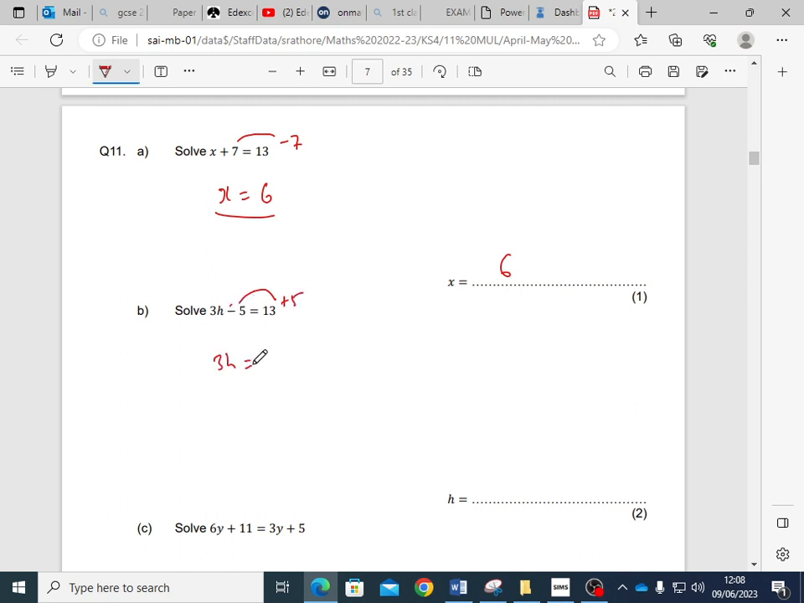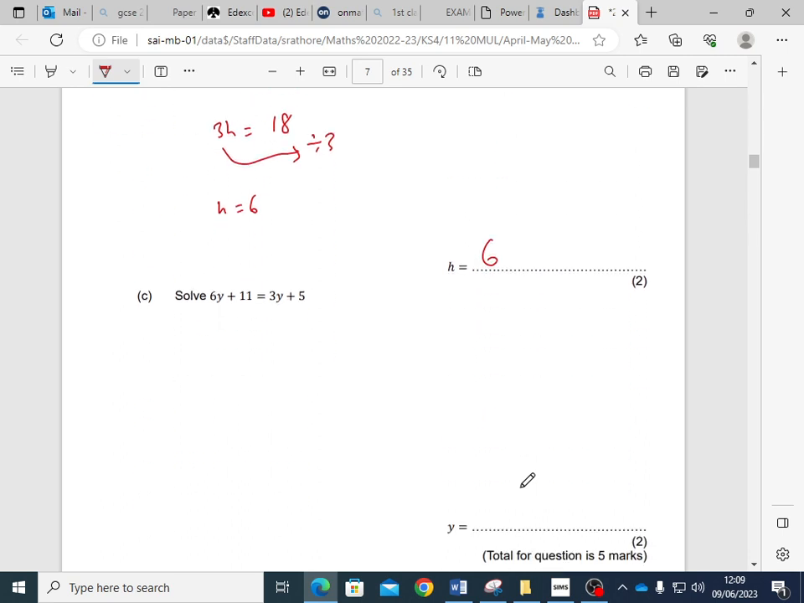So 3h, show these steps please, you need to show these steps to get, you got 2 marks now, so you get 1 mark for this. Then take that to the other side by dividing by 3, h equals 6. Looks like they like 6.